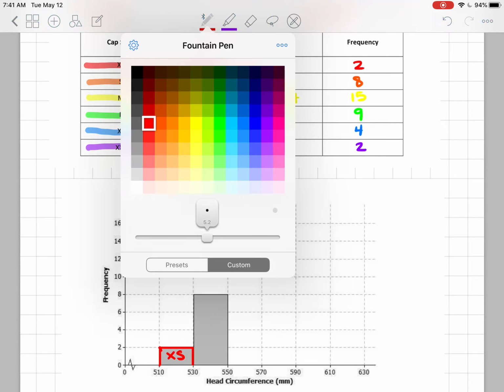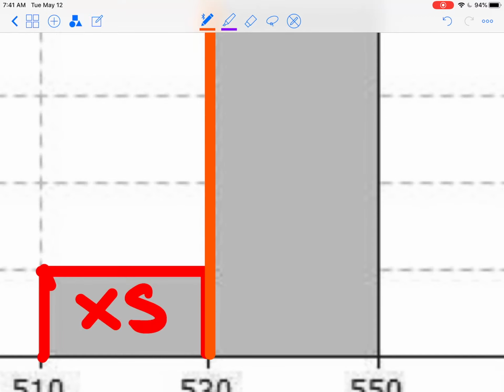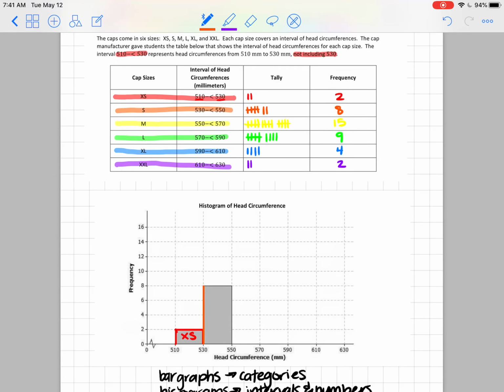Now, because histograms are on intervals and one interval picks up exactly where the last interval left off, the bars actually need to be touching. So make sure when you're making a histogram that your bars are touching. From 530 to 550, that's the small size. If we go up to small, there were 8 in the small, and it's already done for us.